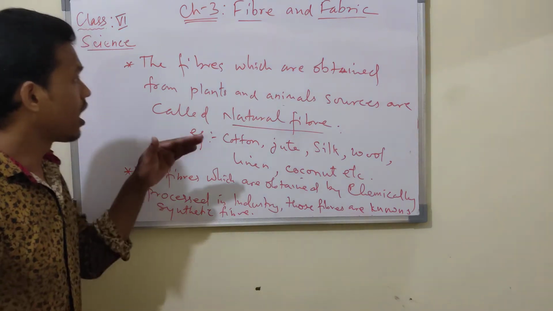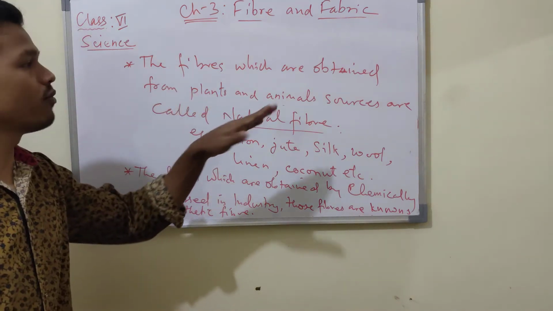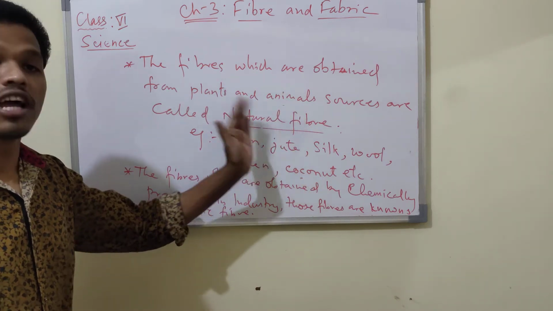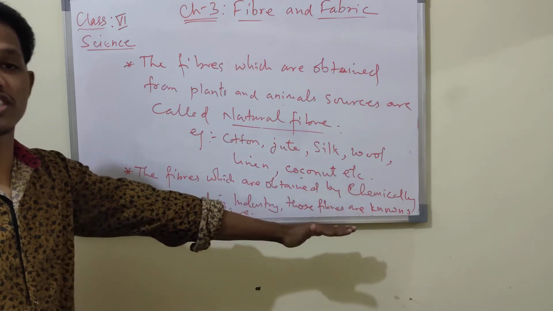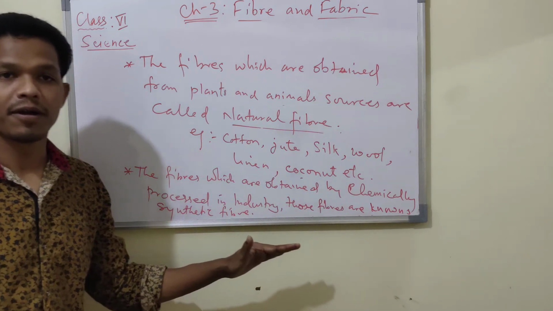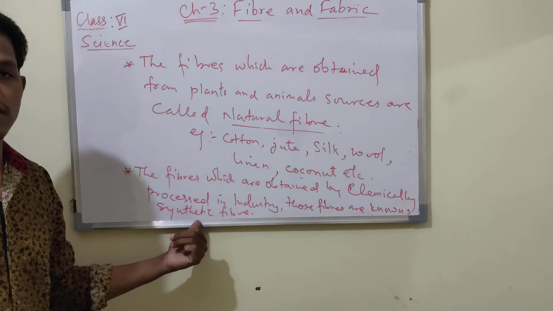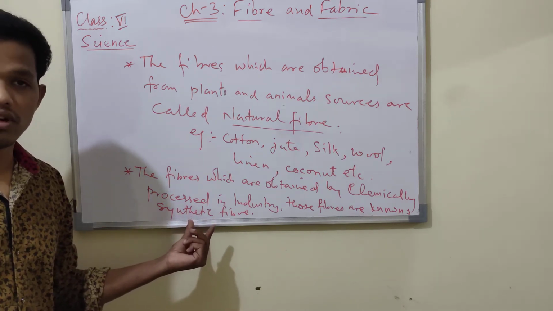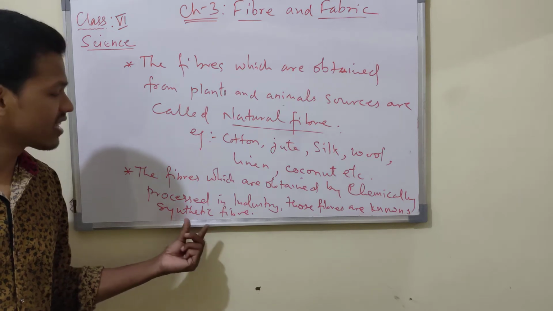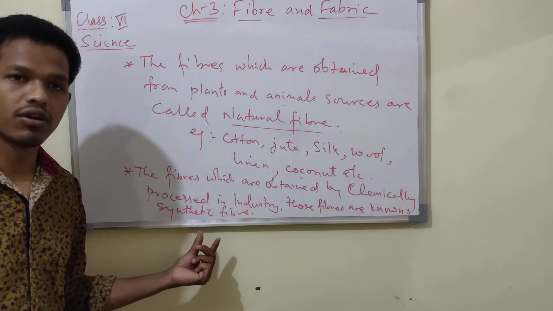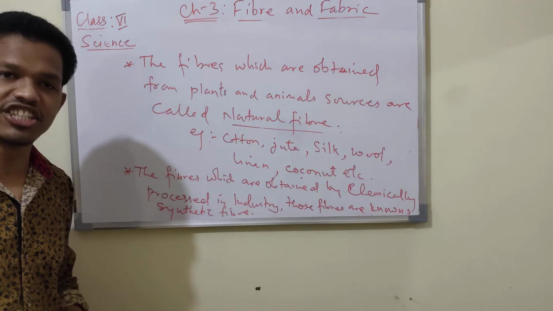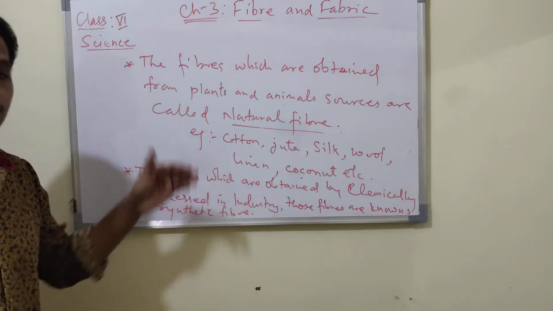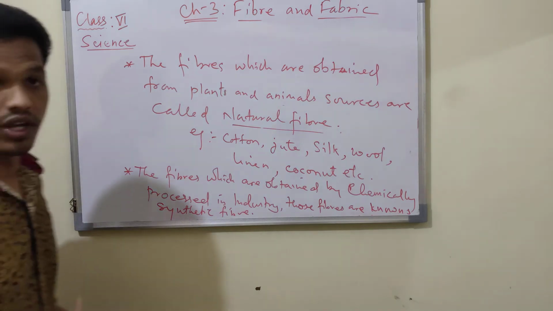Got it now? So fibers are obtained from plants and animal sources, that is natural fiber, and also by chemical processing in industries, that is known as synthetic fiber. We obtain synthetic fibers like polystyrene, nylon, rayon, or acrylic by chemical treatment. So these are the two kinds of fibers, obtained from different sources in different ways.